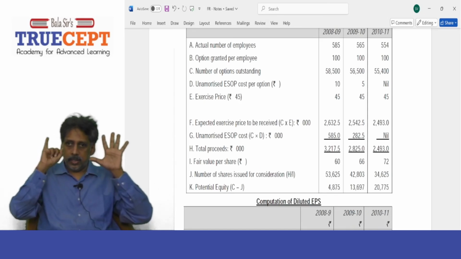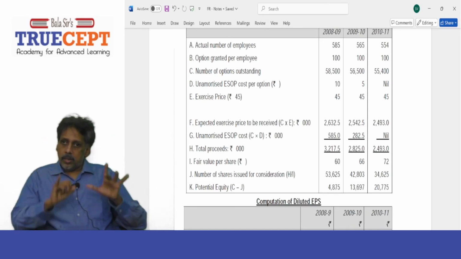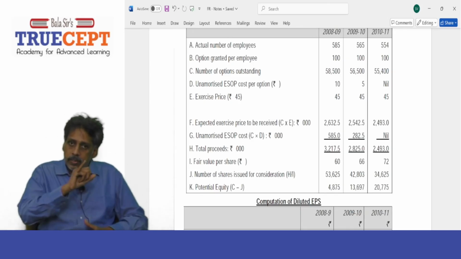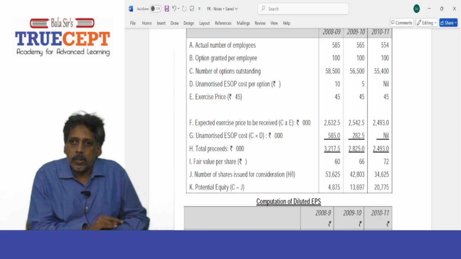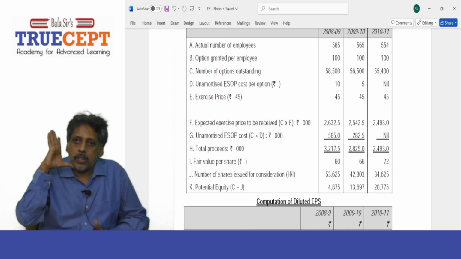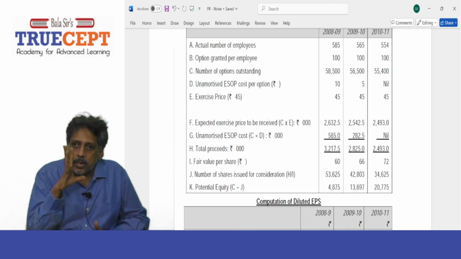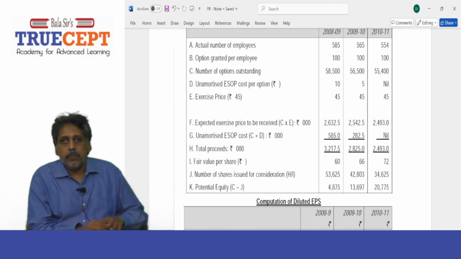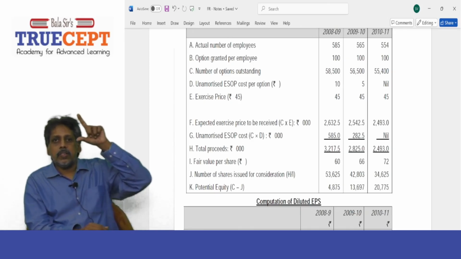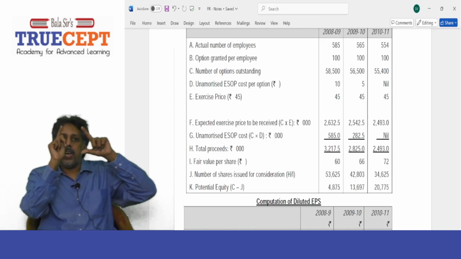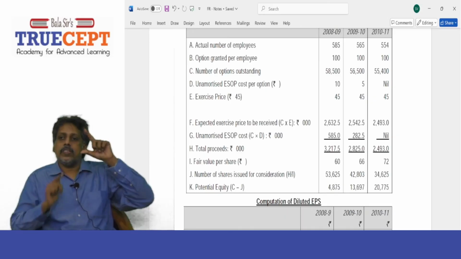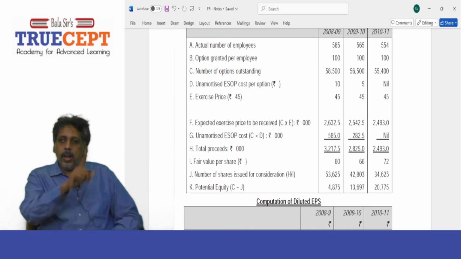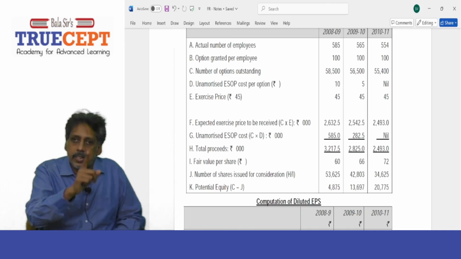But what is the fair value per share? 60. That means a company will allot 60 rupees worth of shares for 55 rupees. What is the dilution discount? 5 rupees discount given, right, on every share. Take a calculator. 58,500 into 5, the discount, divided by 60. If you do that, 4,875, you will get the potential ordinary shares directly.